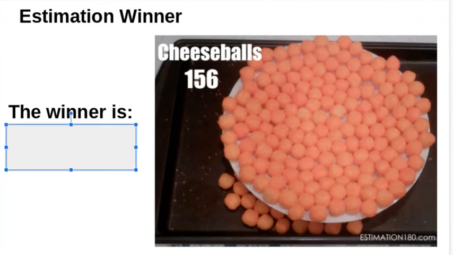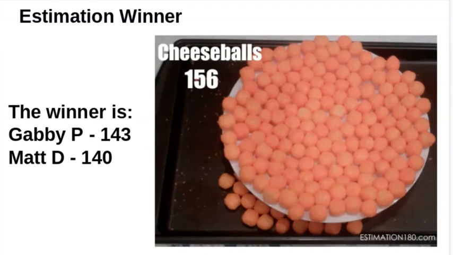So the overall winner was Gabby. Congratulations, 143. And she's in my first class. And if you wanted a winner for my second class, our third switch of the day, Matt with 140. So Gabby, overall winner out of everybody, but good job, Matt, for the green group as well. So you can see that a little bit more than 100 less fit on here.